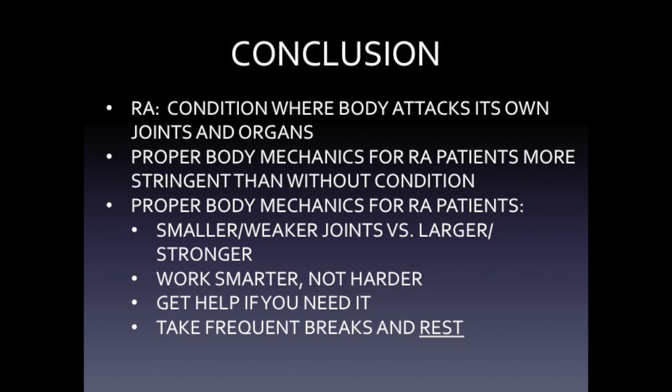So in conclusion, we have learned that RA is a condition where the body attacks its own joints and organs. We learned that proper body mechanics for RA patients is more stringent than for those without the condition. And finally, proper body mechanics for RA patients can involve concepts such as favoring the larger, stronger joints over those that are smaller and weaker. Working smarter, not harder, of course. Getting help when needed. And finally, last but not least, take frequent breaks and rest.